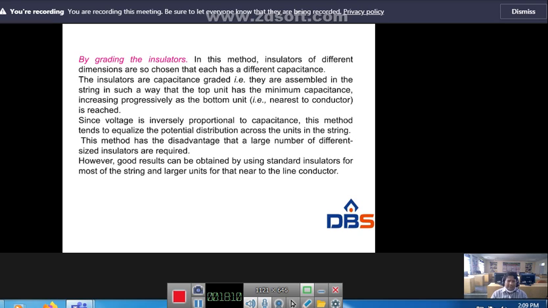The main disadvantage of this method is that a large number of different sized insulators are used. However, good results can be obtained by using standard insulators for most of the string and larger units for those nearer to the line conductor.